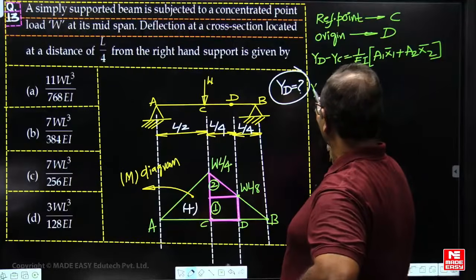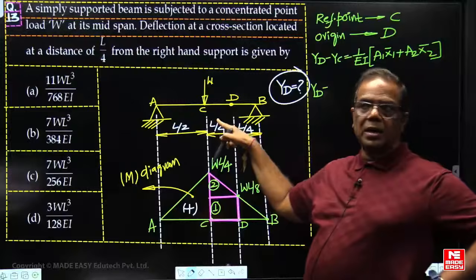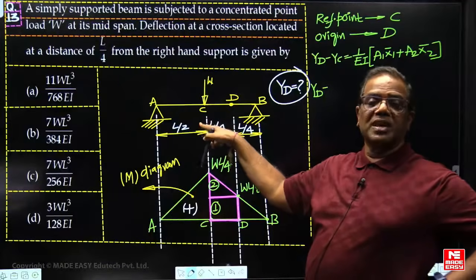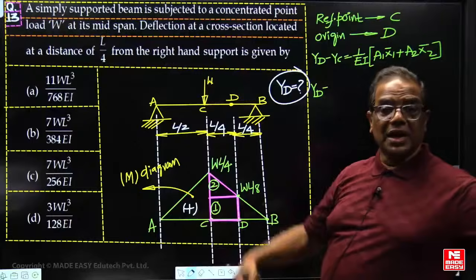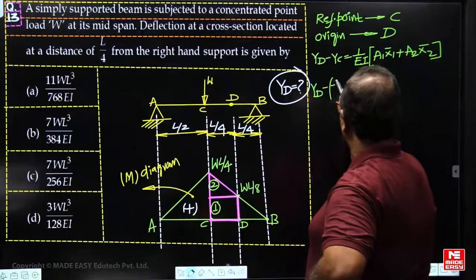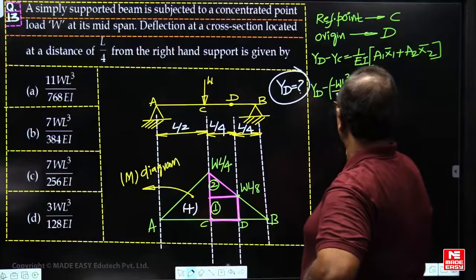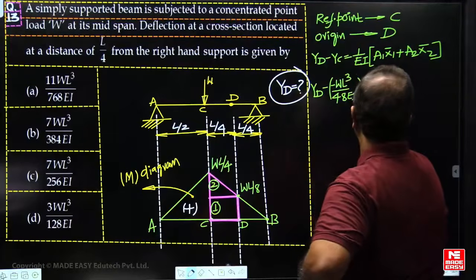We have to determine the deflection at D. What is the deflection at C? The deflection is maximum at C: WL cube by 48EI, negative, downward. So in place of YC, substitute minus WL cube by 48EI. Then EI.